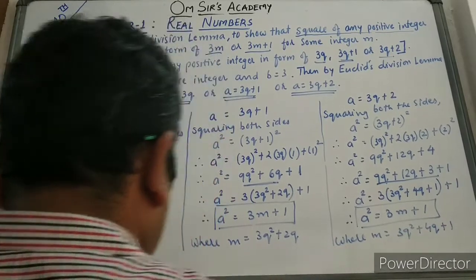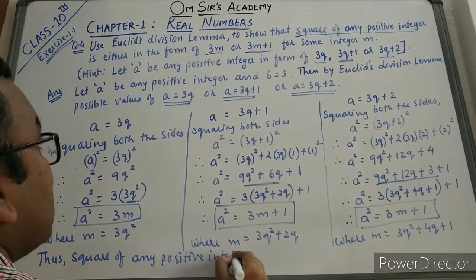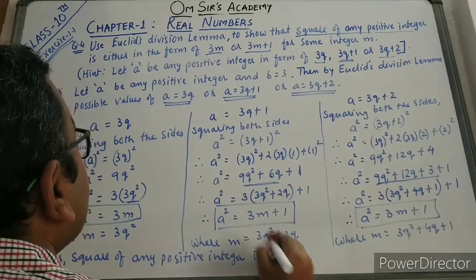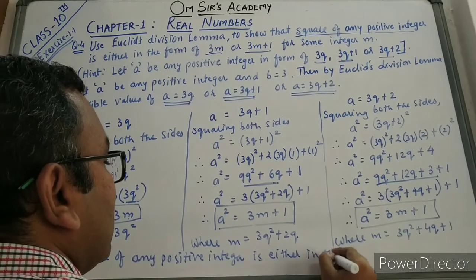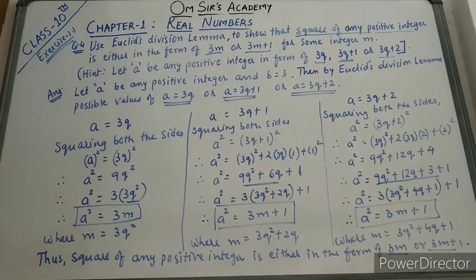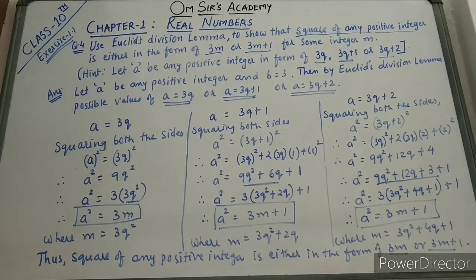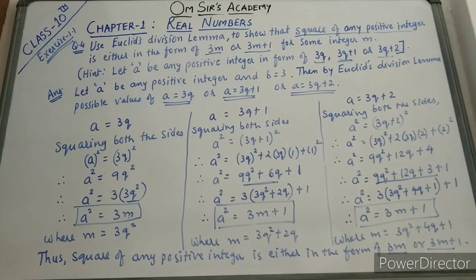This was my m. So hence this way we have proved that the square of any positive integer is either in the form of 3m or 3m plus 1. Is it clear? So thus we proved that square of any positive integer will be either in the form of 3m or 3m plus 1. So hope it is understood friends. We just used the identity of (a plus b) the whole square. Right friends? Now we move to the next question.